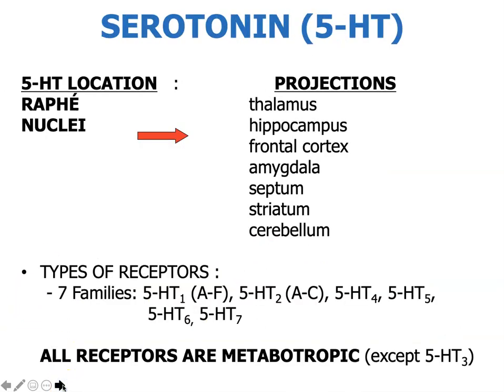And so these are the raphe nuclei, where the cell bodies would be for the neurons that have serotonin as their main neurotransmitter. They project axons out to the thalamus, hippocampus, frontal cortex, amygdala, septum, striatum, and cerebellum. And so, again, serotonin is utilized for sleep, wakefulness, and also mood disorders.